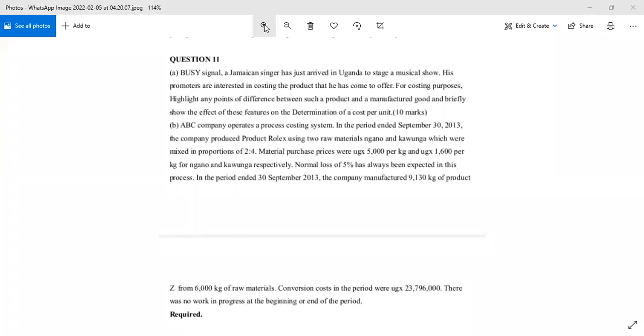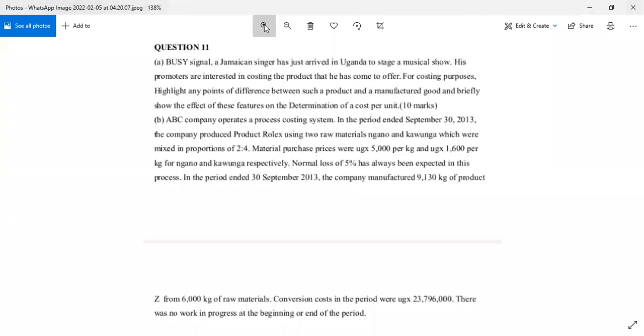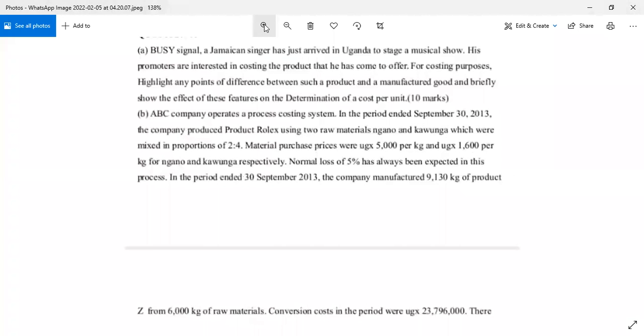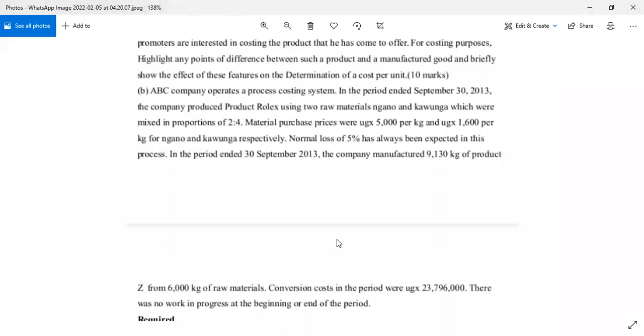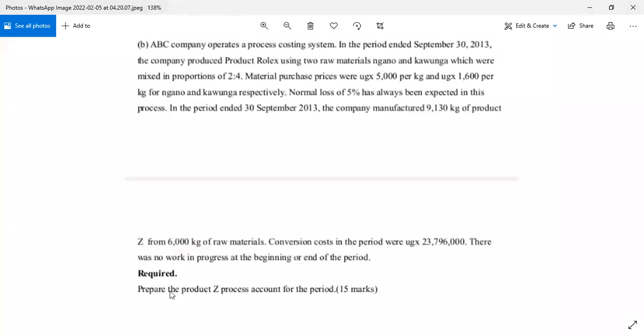I hope you can all see the screen, or you can see the words clearly. So we're going to summarize. I'm going to start from part B as I read through. The required says: prepare the product Z process account. Once they say process account, if you don't have an idea of the format, you are advised to do a different number. But if you vividly remember what the process account looks like, then feel free to attempt it because it will always be easy.